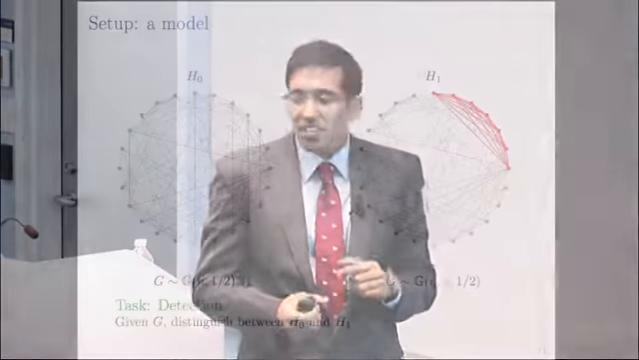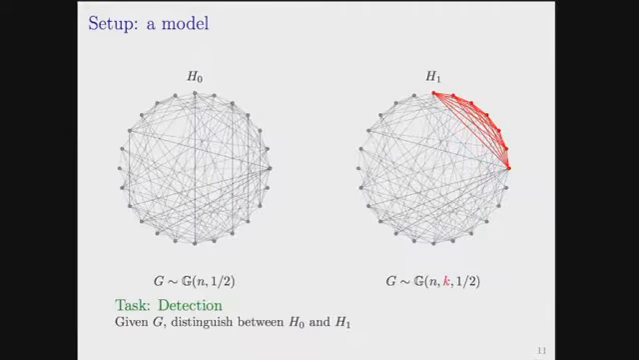There are two kinds of questions one can ask. The first is just detection. Can you distinguish between these two hypotheses? You're given a graph, can you tell me whether it is generated according to this model or the other model?